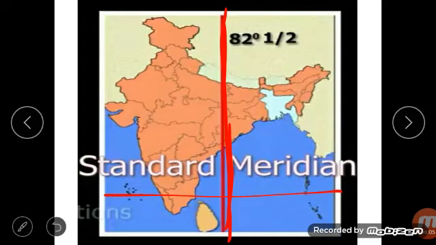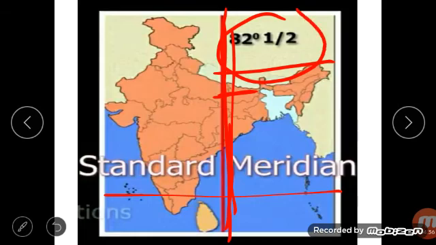The standard meridian of India is 82 and a half degrees east longitude. It passes through Prayagraj, formerly Allahabad, in Uttar Pradesh. The local time of this longitude is taken as Indian Standard Time, or IST, and followed throughout the country. We all follow this in our whole country.